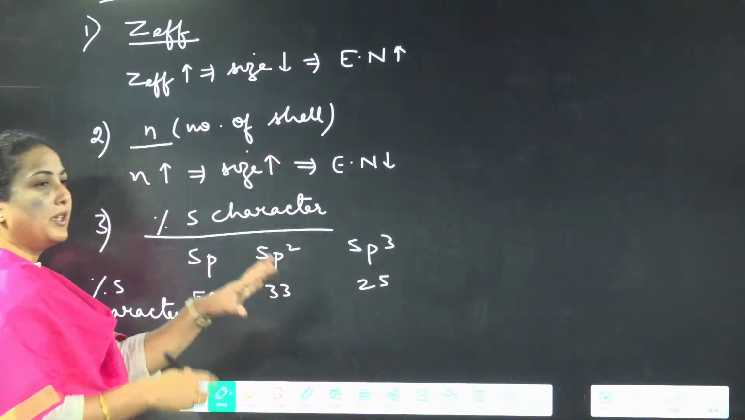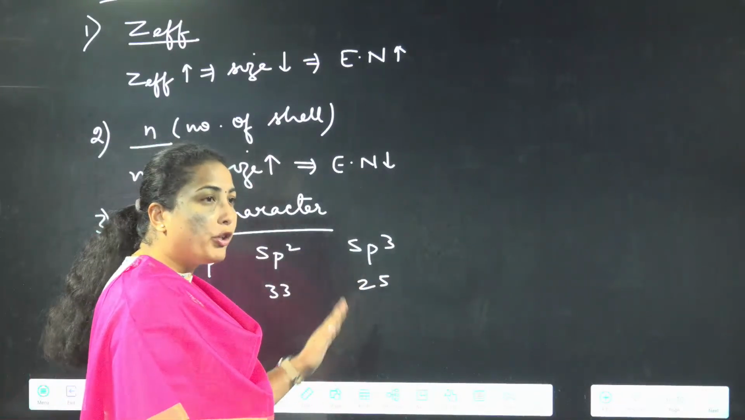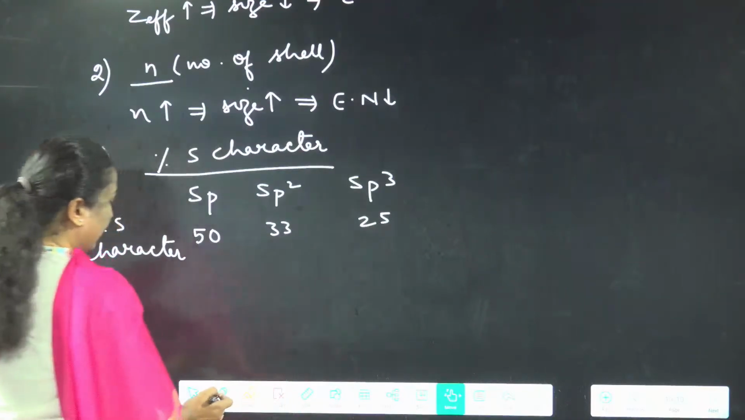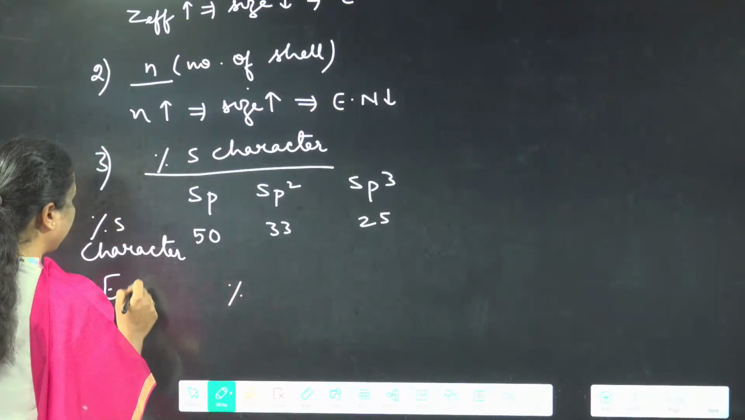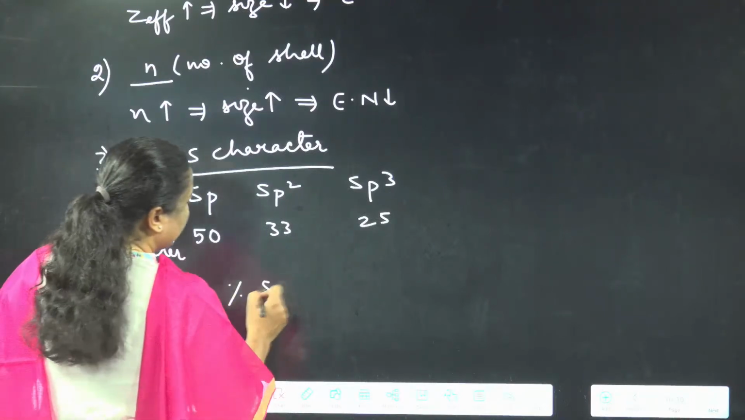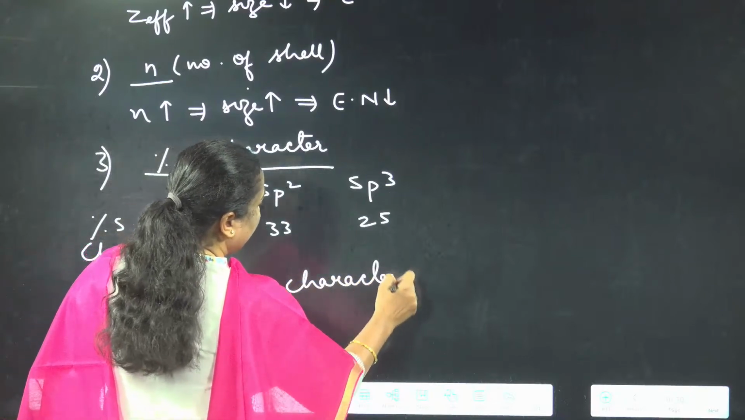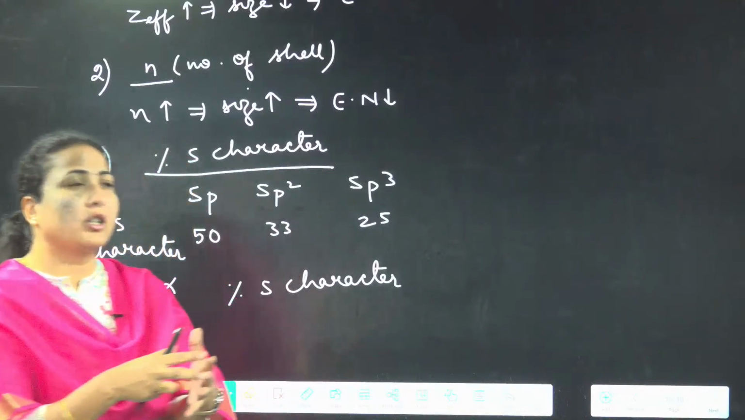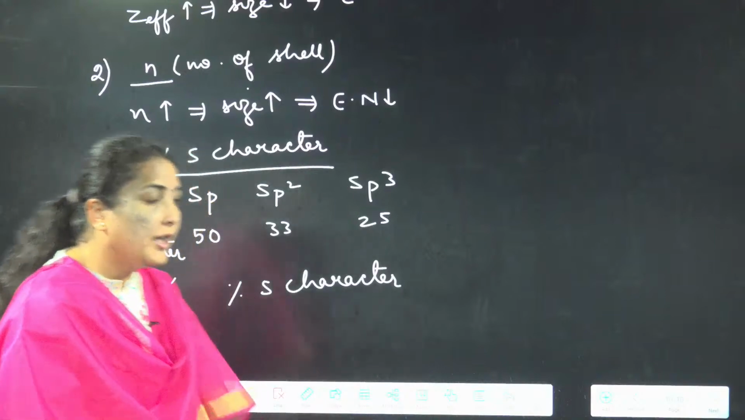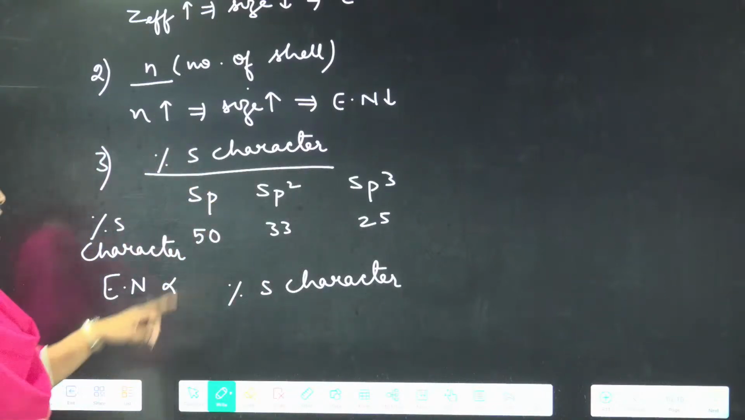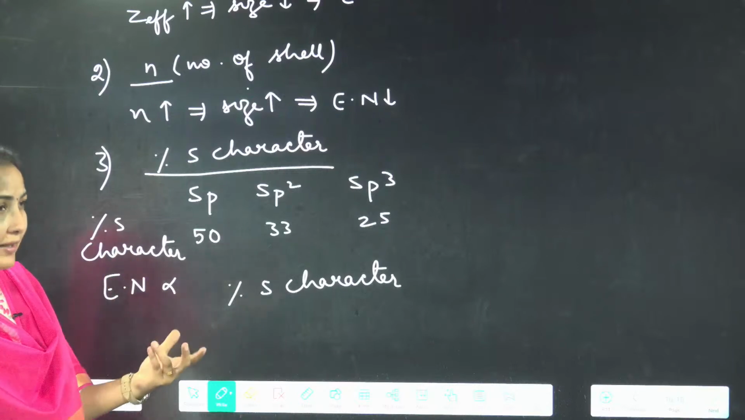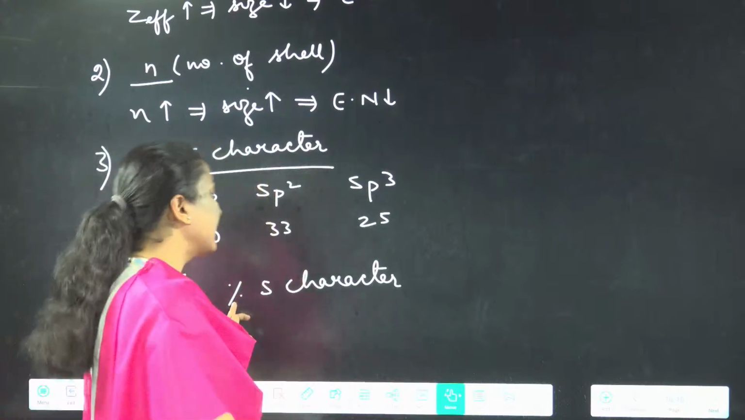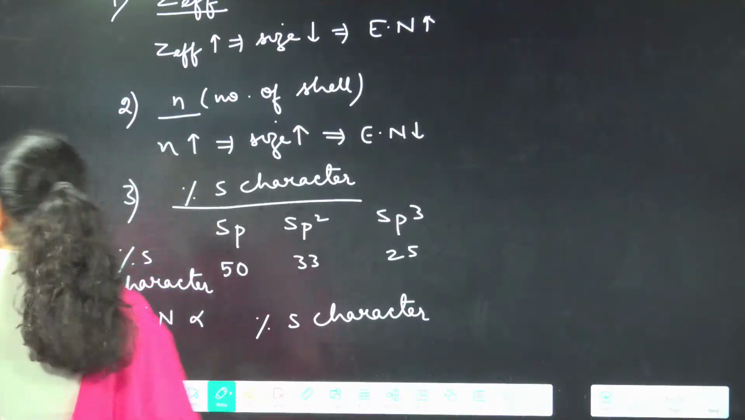Are you getting this? This is 1 by 3 into 100. Or else this will be 1 by 4 into 100. So that's why you are getting 25%, right? Now what we say is that electronegativity is directly proportional to percentage s character. Why am I saying so? Because the s subshell which you are talking about is more closer to the nucleus. If it is more closer to the nucleus, it is going to be more attracted, right? So the electron will be easily able to get attracted if the percentage s character is more. So make sure you are writing this.